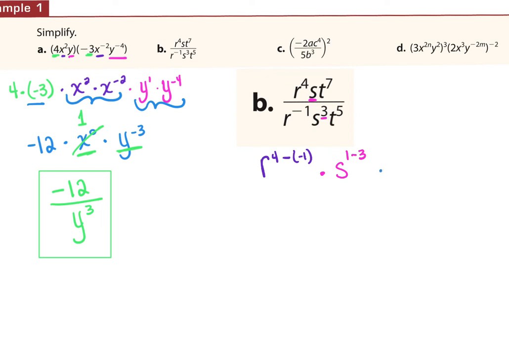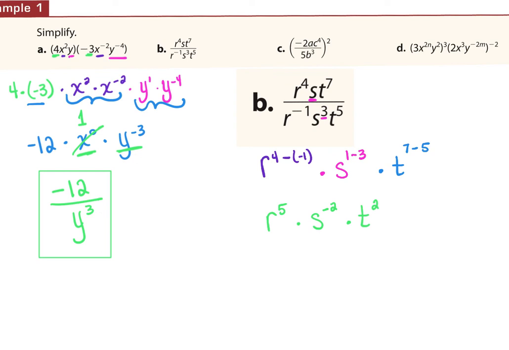And then I'm going to look at my t's. I have t on top, I have it to the 7th minus 5. All right? So far, so good. So then I'm going to simplify it. 4 minus a negative 1 is actually what? 5. 4 plus 1. And then I have 1 minus 3, so s to the negative 2. And then 7 minus 5 is t to the positive 2, right? All right.